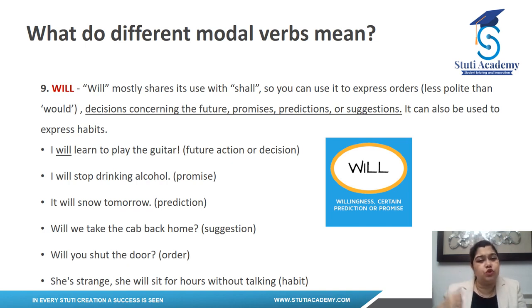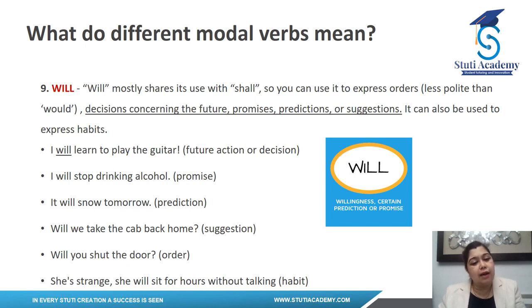I will stop drinking alcohol. What am I doing? I'm promising you, I will stop drinking alcohol. Today I'm going to drink, but I will stop in the future. Yeah, most men do that. But yes, it will snow tomorrow. So what is this? This is nothing but pure prediction. It will snow tomorrow. It is a prediction.